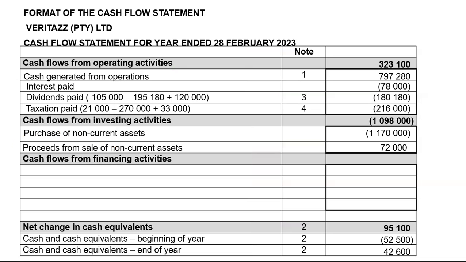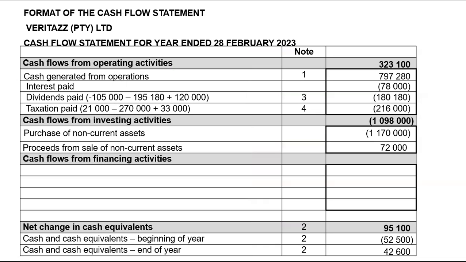Let's check under financing activities. Financing activities are all about proceeds from the issue of shares or the buyback of shares. So there was nothing about the buyback that was given to us. And proceeds from the loan.